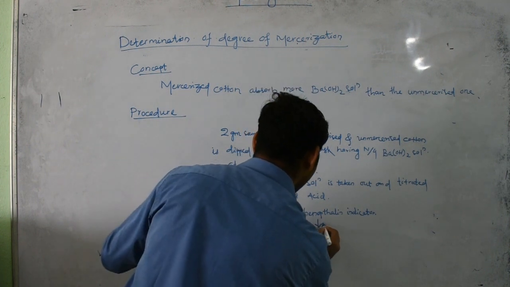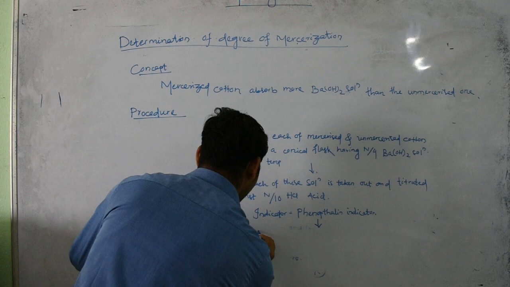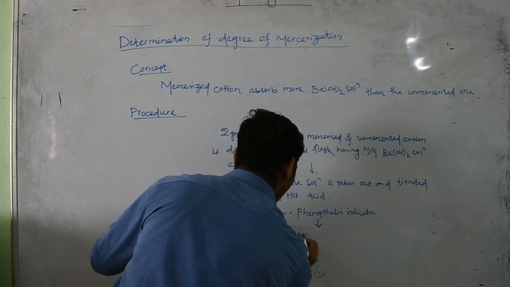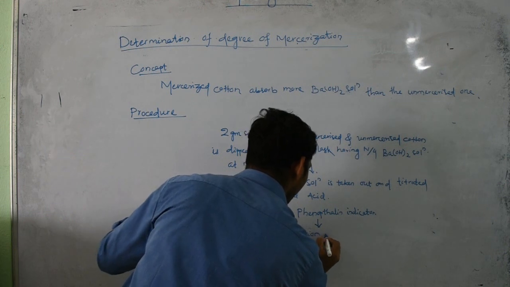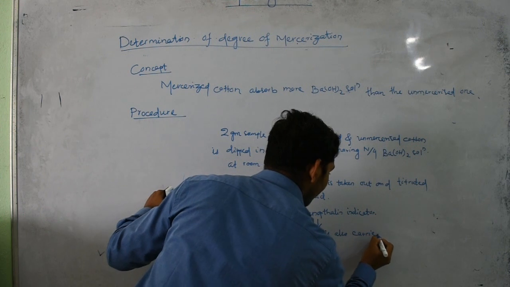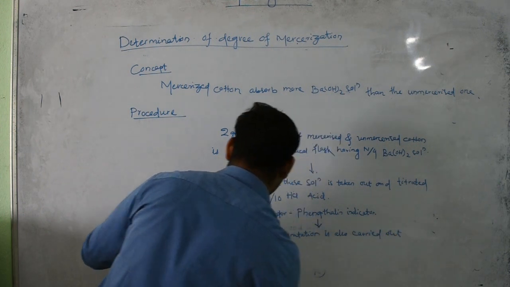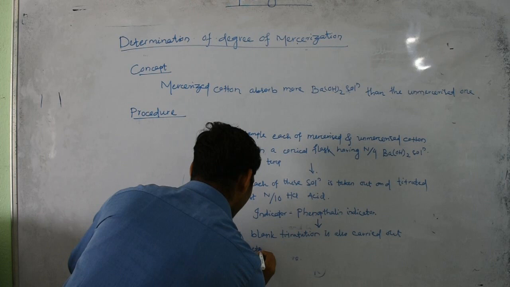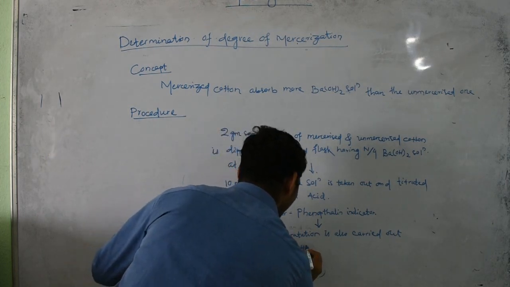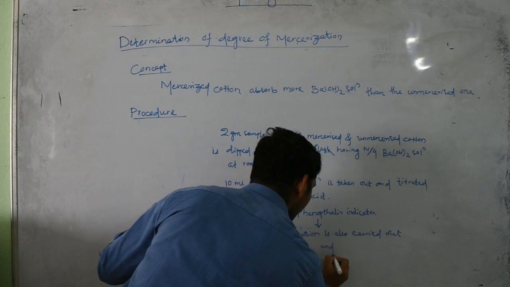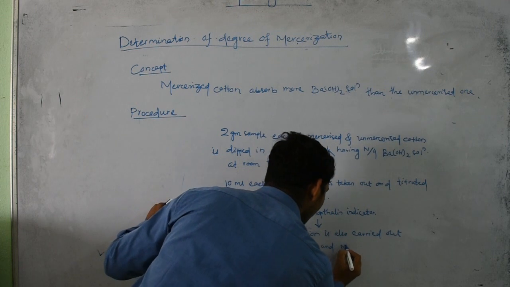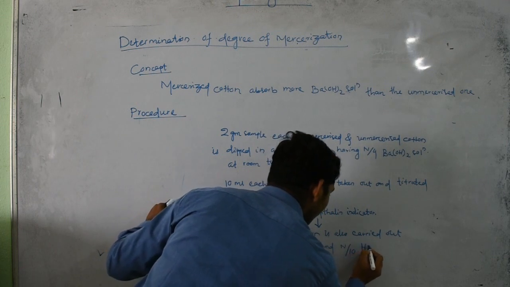The next step, a blind titration, is also carried out between barium hydroxide, that is N/4 barium hydroxide, and N/10 hydrochloric acid.